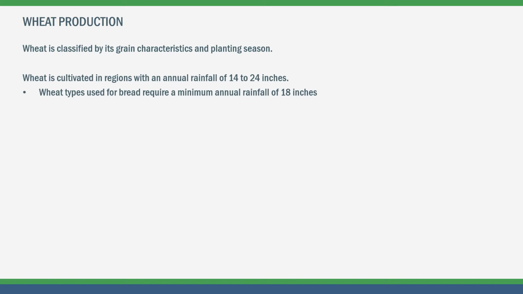Wheat is generally grown in countries that have mild or temperate seasons. There is very limited production in any very humid or tropic zones. Wheat is classified by its different grain characteristics and the season in which it will be planted in, and grown primarily for human consumption. Wheat cultivation is best conducted in regions where the annual rainfall will be between 14 and 24 inches. If the wheat type that will be used is going to produce bread, the minimal annual rainfall should be about 18 inches. Wheat can also be grown very well under irrigated conditions if rainfall levels are inadequate or irregular.